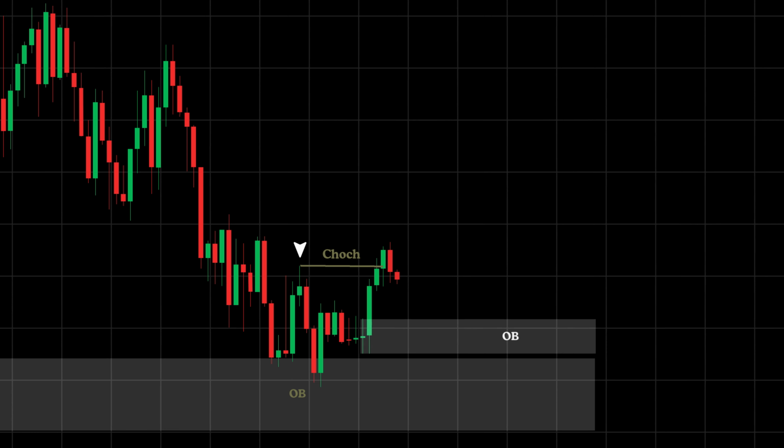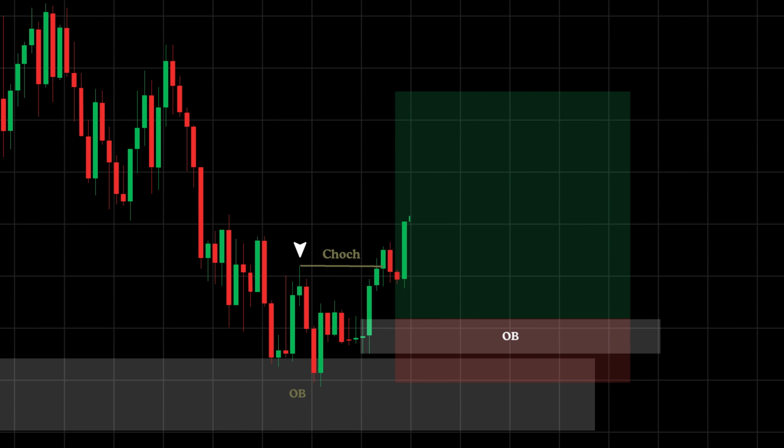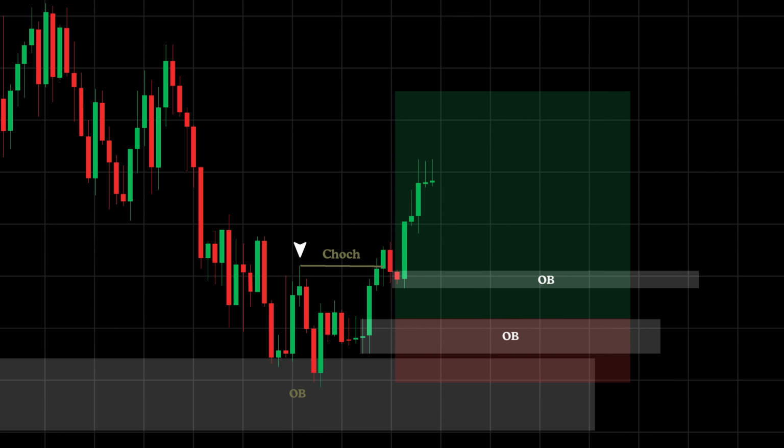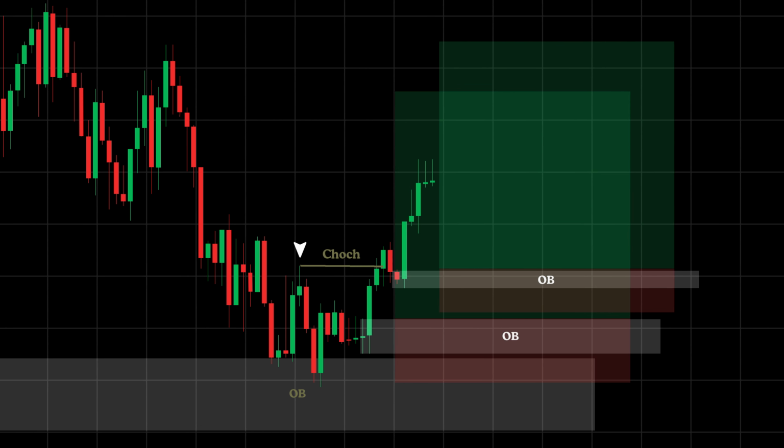Here, the market forms an order block. So, we enter a long position. As price continues upward, another order block forms without cancelling the first trade. We open a second long position at this new order block.